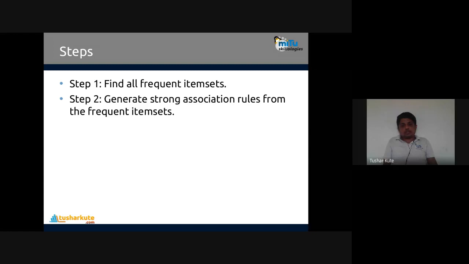In the technical terminology of data science and data mining, we call it support. We'll see how support is calculated. And step number 2, generate the strong association rules from the frequent item sets. The frequent item set is given as input to step number 2, and with the help of that the association rules are formulated.